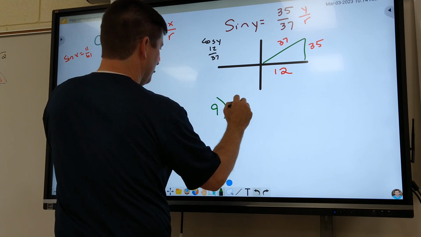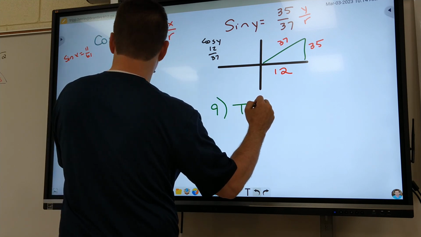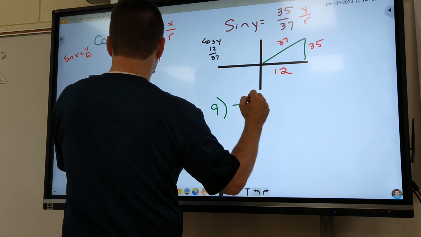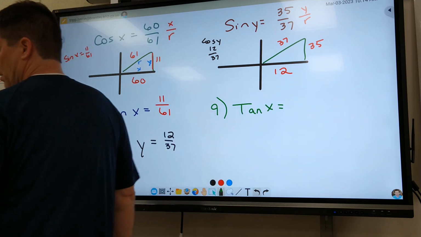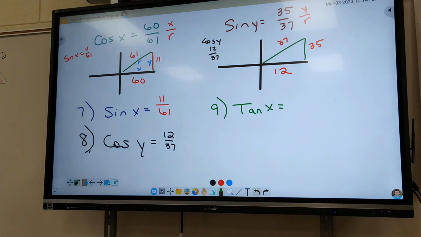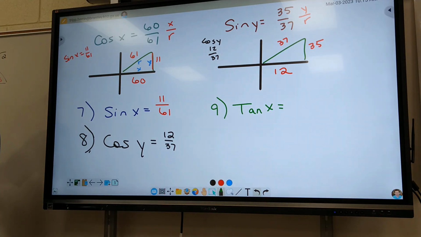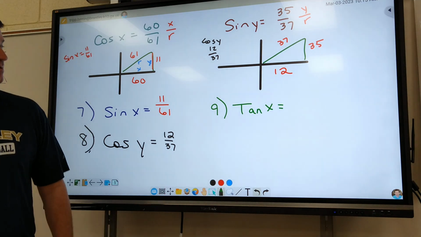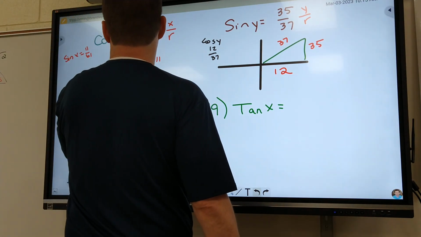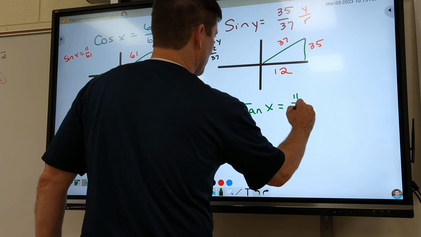And last, 9, tangent of x or y? X, okay. Which triangle do we look at, Matthew? The first one. What's my fraction going to be for tangent? 11 over 60. Y on top over x. 11 over 60 is correct.